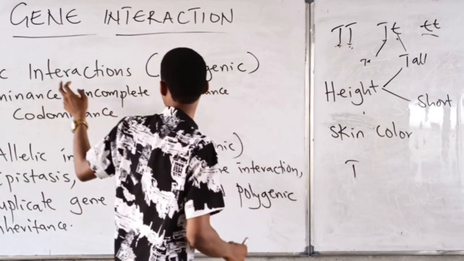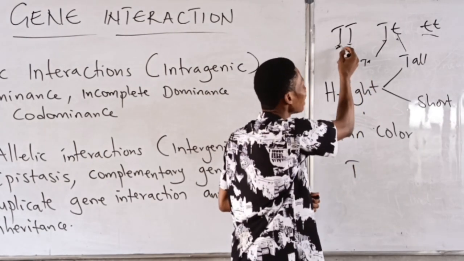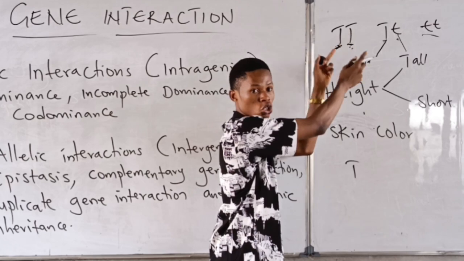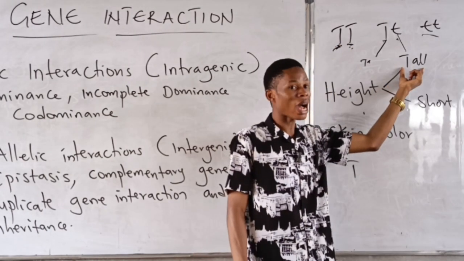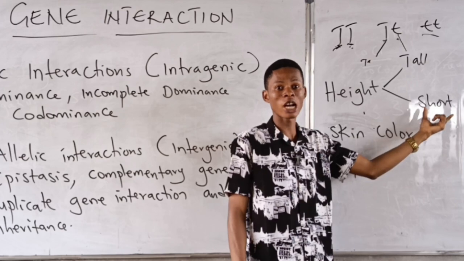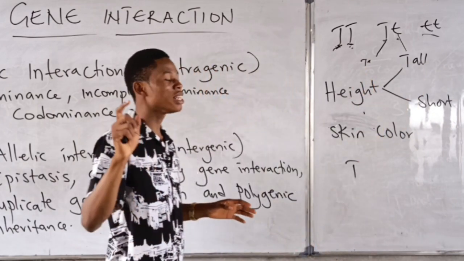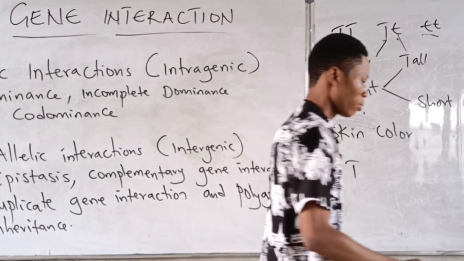Now, in allelic interaction, we are looking at the way in which these two alleles that control the same character interact and influence each other. Do you understand that? Like for example, how the tall allele influences the short allele, or how the short allele influences the tall allele. Do you get that? Yes. Now, allelic interaction has examples under it: dominance, incomplete dominance, and co-dominance.